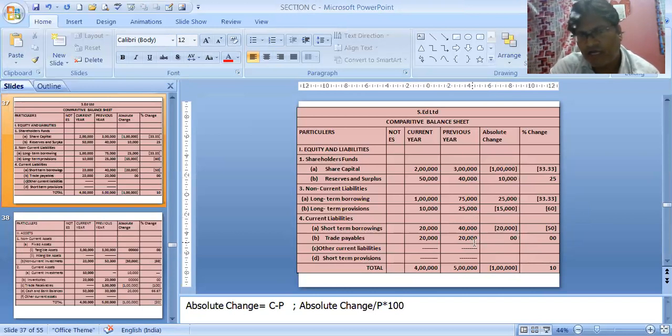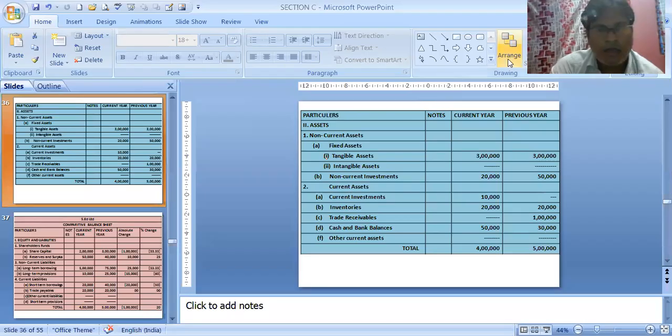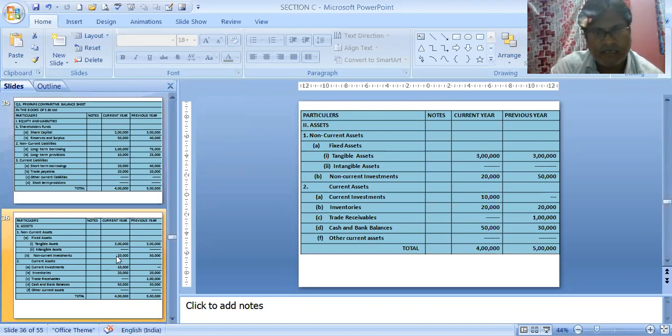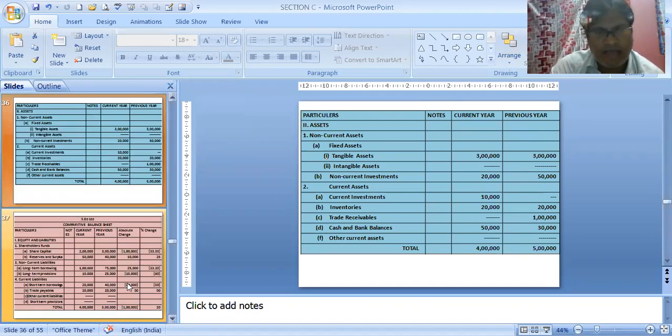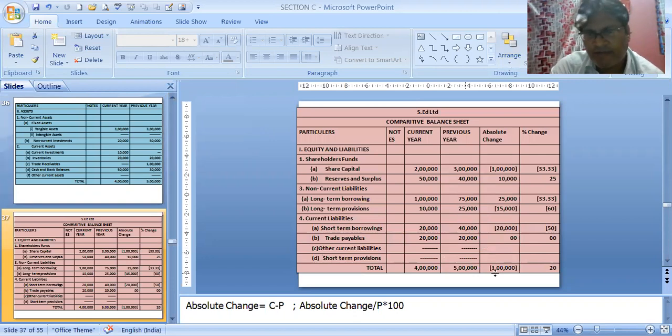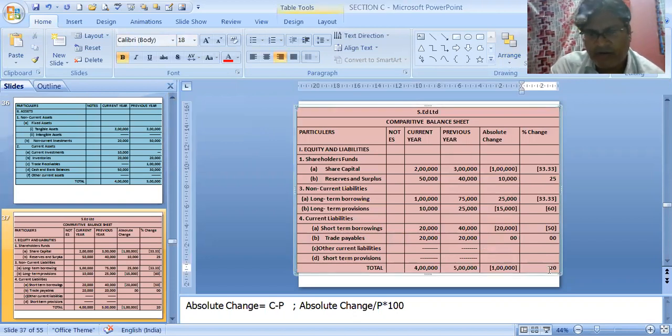Then 20,000 by 20,000, there is no change. 0 divided by 20,000 into 100 is 0 only. And then 1 lakh divided by 5 lakhs into 100 is 20%, I suppose. It's 20%. This was 20%, 1 lakh by 5 lakhs. This will be in the bracket only, students. Now we will be doing the asset side.